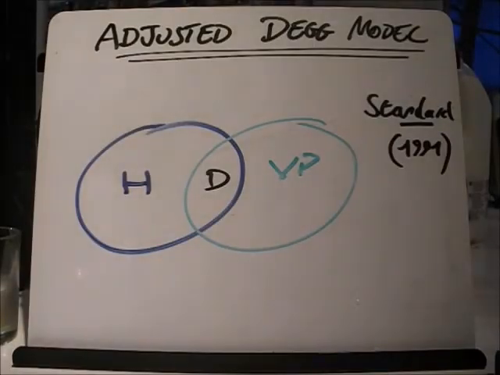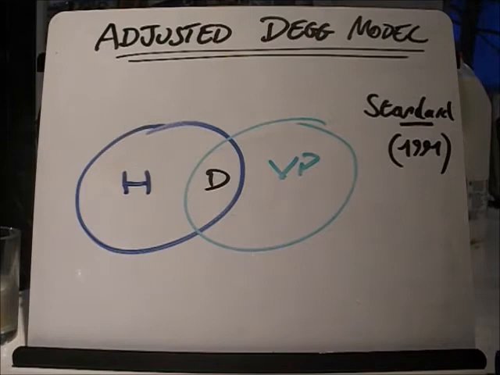Hi folks, quick video helping with adjusting Degg models for Unit 4. Now the Degg model is from 1991 and it weighs up how a disaster is created by a hazard combined with a vulnerable population. And we're going to look in this video at how you can adjust the Degg model to make it work as a comparative tool rather than just a theoretical tool.